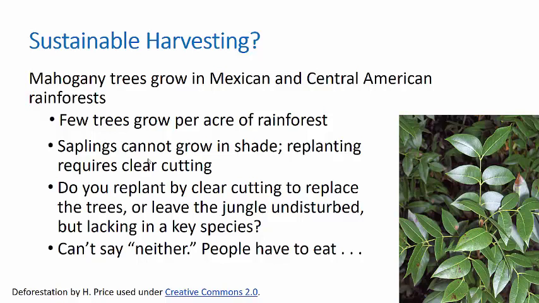So what would sustainable harvesting of mahogany even look like? These trees take a long time to grow. You have to grow them in the open. You have to choose between disturbing the jungle massively and then regrowing it with mahogany present, or disturbing the jungle less but taking an entire species out of the ecosystem. So which one are you going to do? This makes clear that it's not so easy to just slap the word sustainable on things.